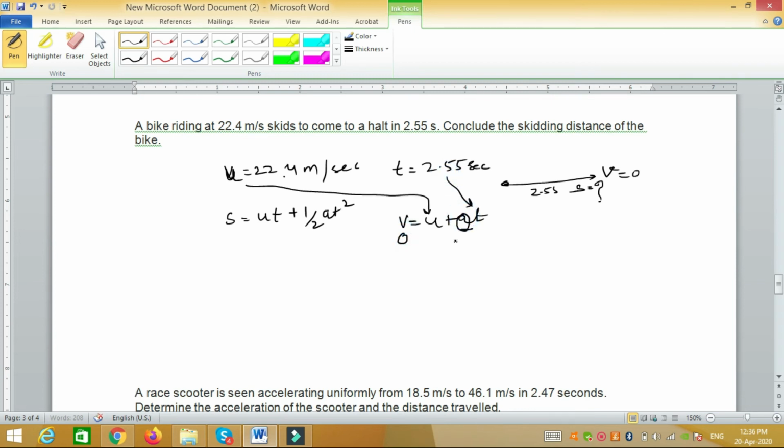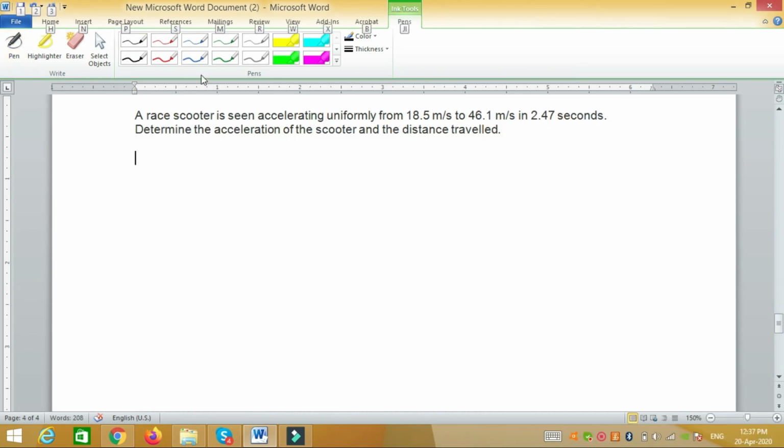After calculating a, you have to use either this equation, or you can use this also, v square minus u square is equal to 2as. By both of them, you can easily calculate the distance by putting a here or here. I'll advise you to just do this, and if you have any problem, then you can comment in the comment box. This question is again very easy.